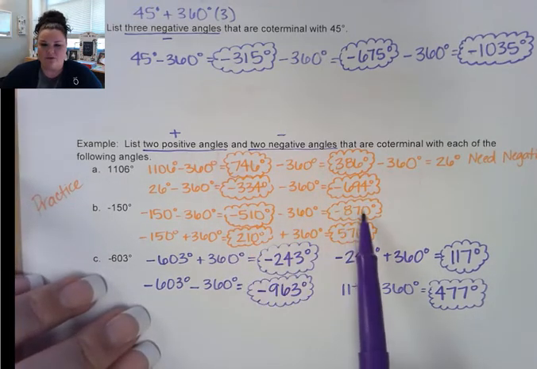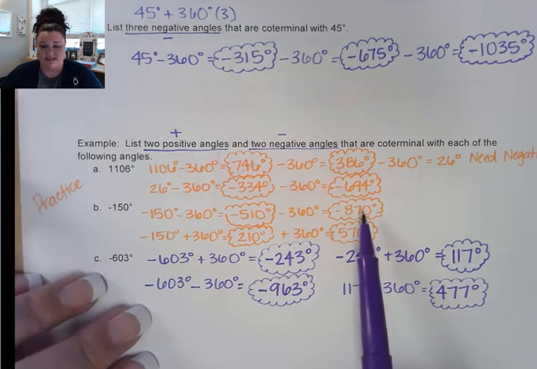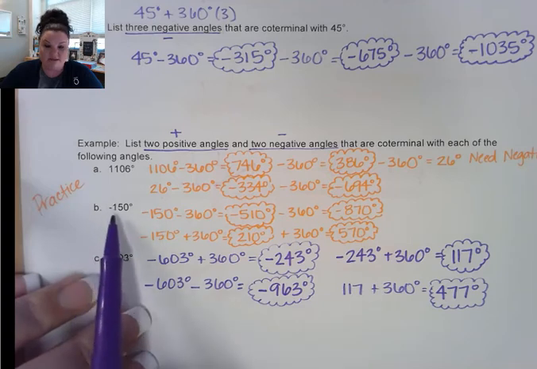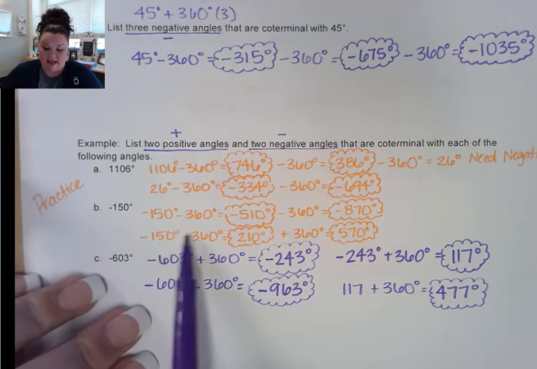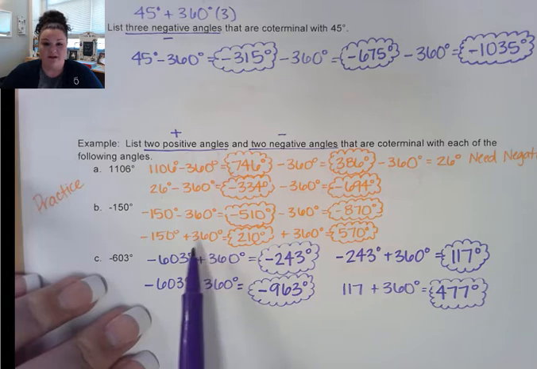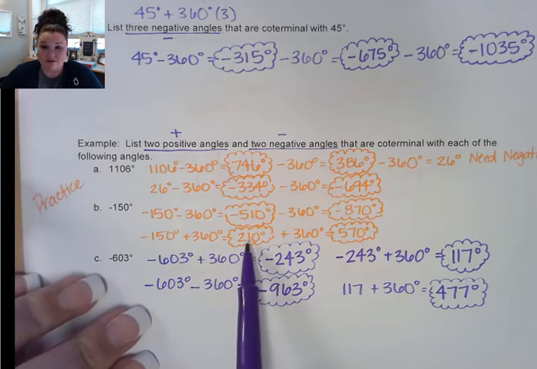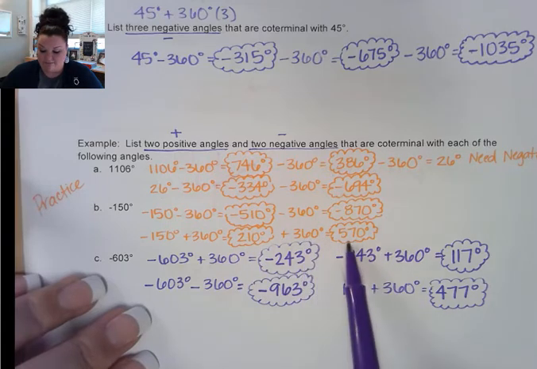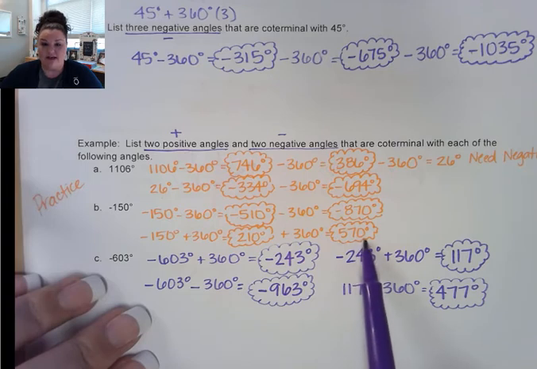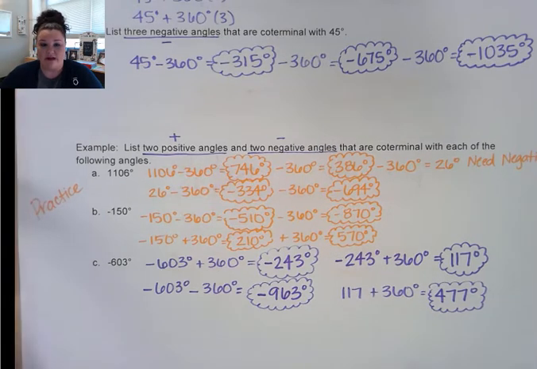Now I don't want to keep going with this negative 870 because I would have to add a bunch of 360s to get back into the positive. So I'm going to go back to my original angle that was given, which is negative 150, and then I'm going to add 360. That puts me up at positive 210 degrees for my first positive coterminal angle. And then when I add 360 again, I get 570 degrees as my second positive coterminal angle. Okay, does that kind of make sense?